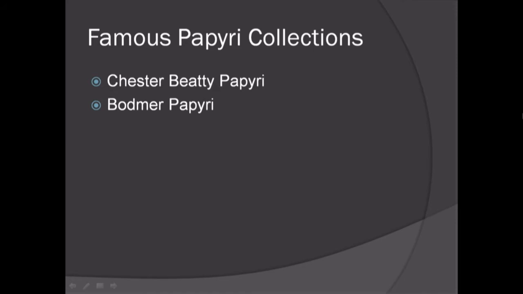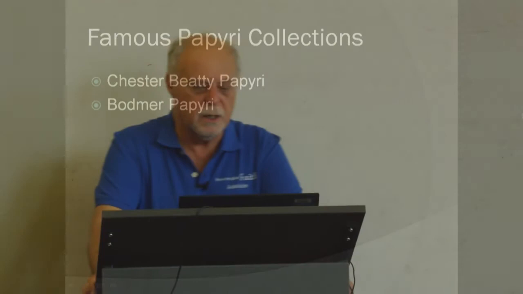The Chester Beatty papyri. These were a group of Greek papyrus biblical 2nd and 3rd century codices, so they're codices. They were bought from an Egyptian dealer by Alfred Chester Beatty, hence their name. The collection was announced in 1931, and it includes the papyri P45, P46, and P47. So they have sequential numbers because they're all registered at the same time.